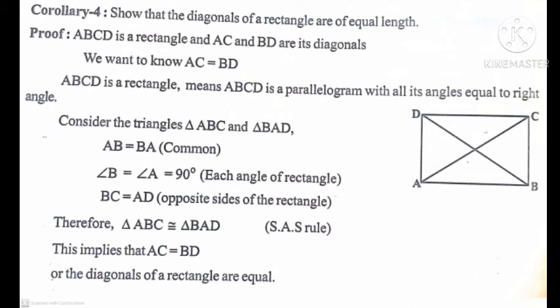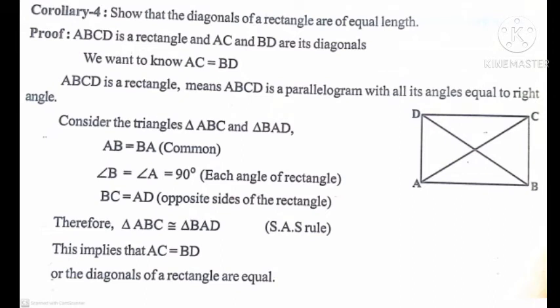Next, corollary 4. Show that the diagonals of a rectangle are equal in length. Proof. ABCD is a rectangle and AC and BD are two diagonals. We want to prove that AC is equal to BD. ABCD is a rectangle means ABCD is a parallelogram because every rectangle is a parallelogram, and also each angle in a rectangle is 90 degrees. Now observe the two triangles, triangle ABC and triangle BAD.